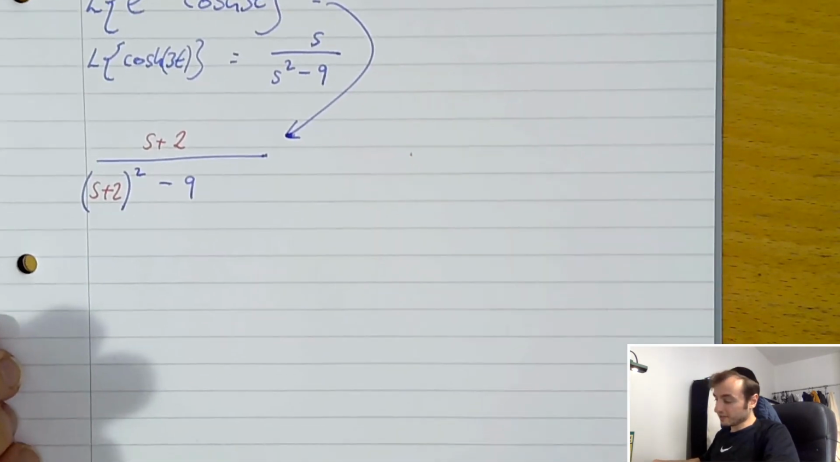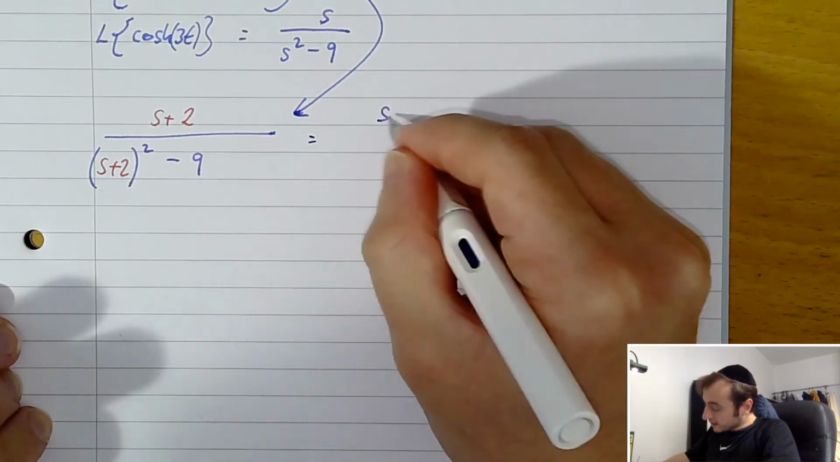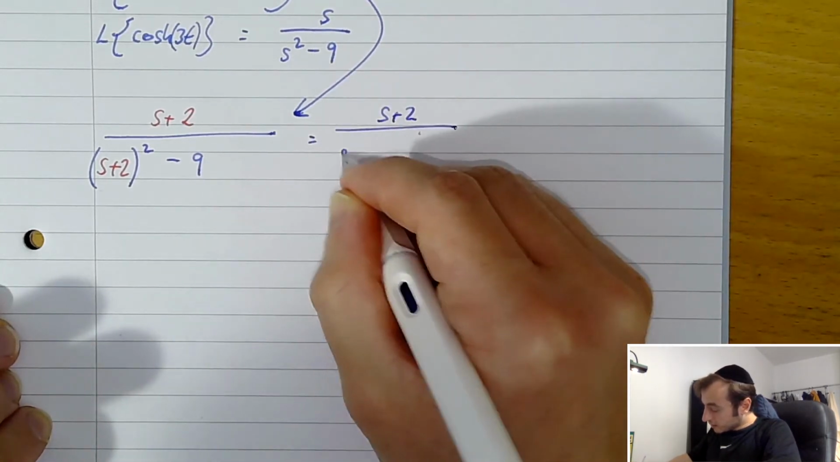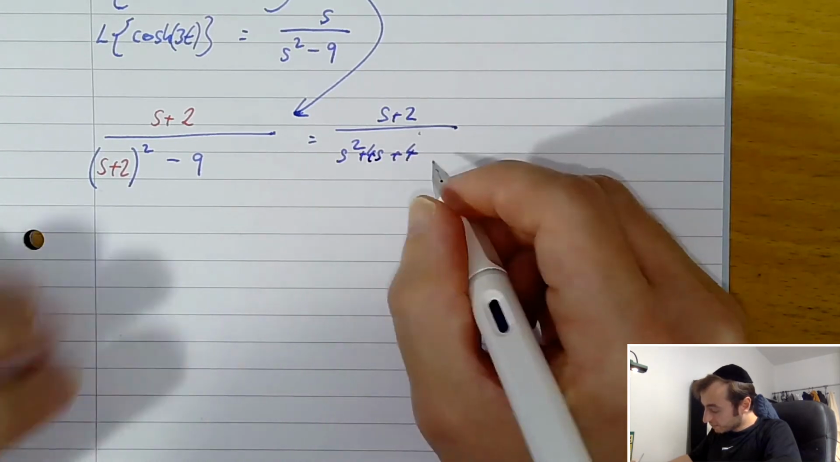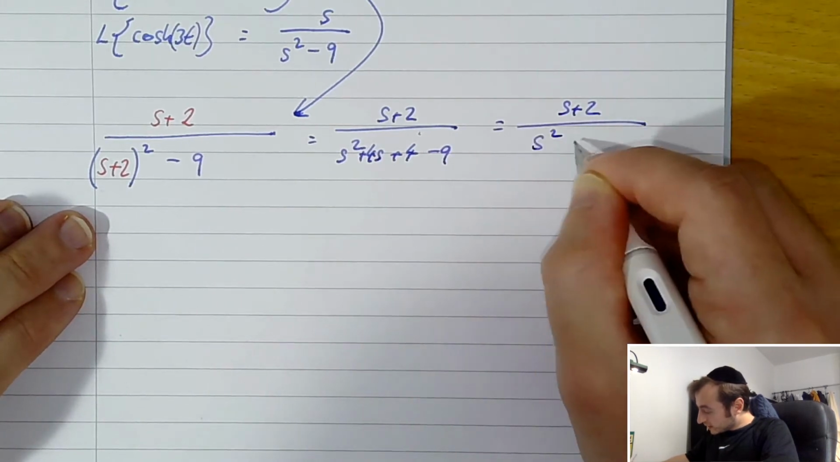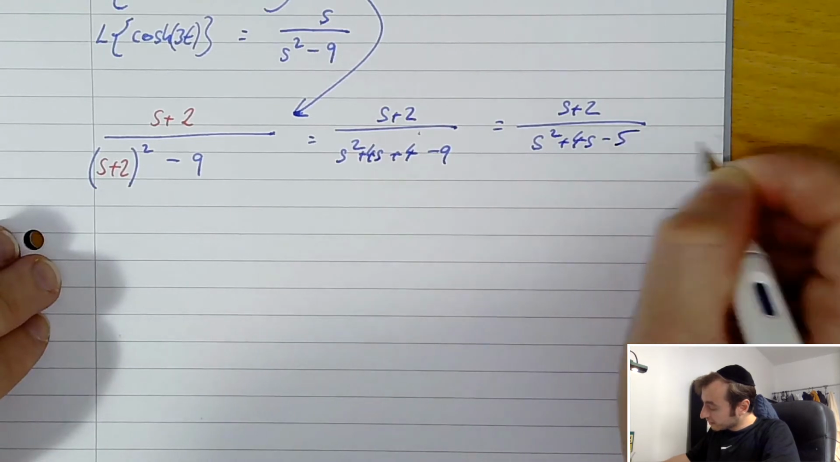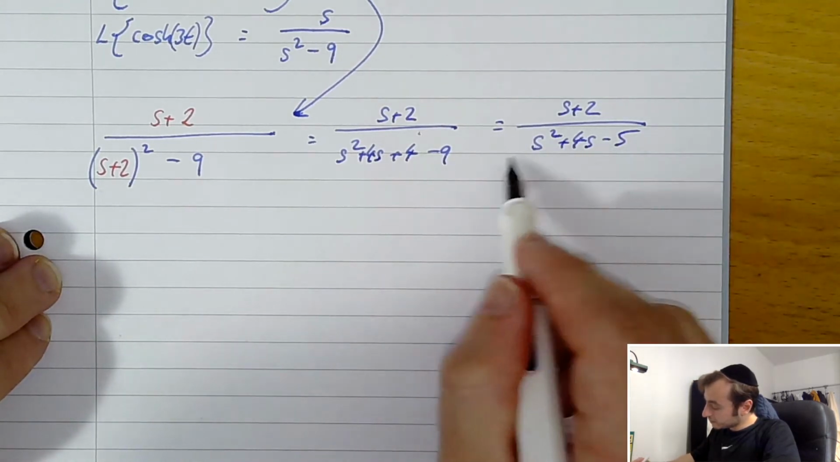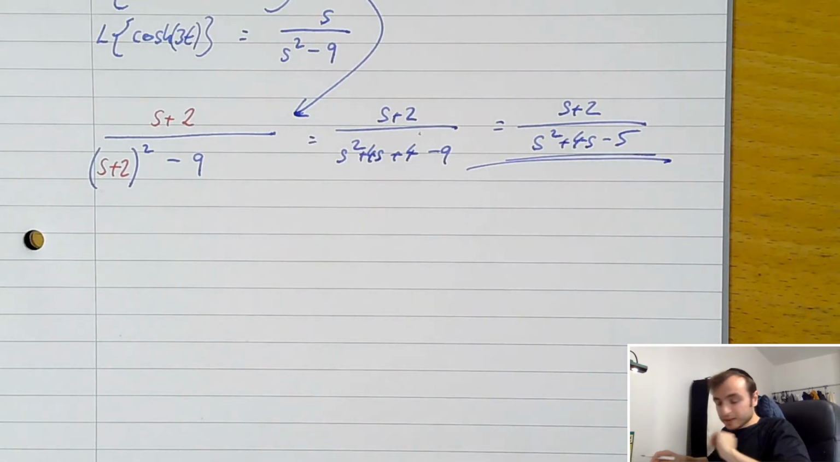It's really as simple as that for first shift theorem. So let's carry on with that. That's going to be s plus 2 on s squared plus 4 plus 4s, minus 9, equals s plus 2 on s squared plus 4s minus 5. I think that's correct. Okay, so let's do another one.